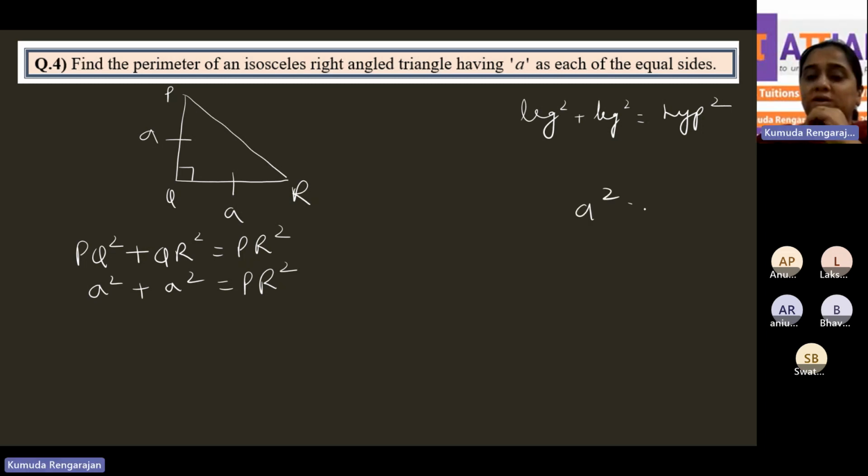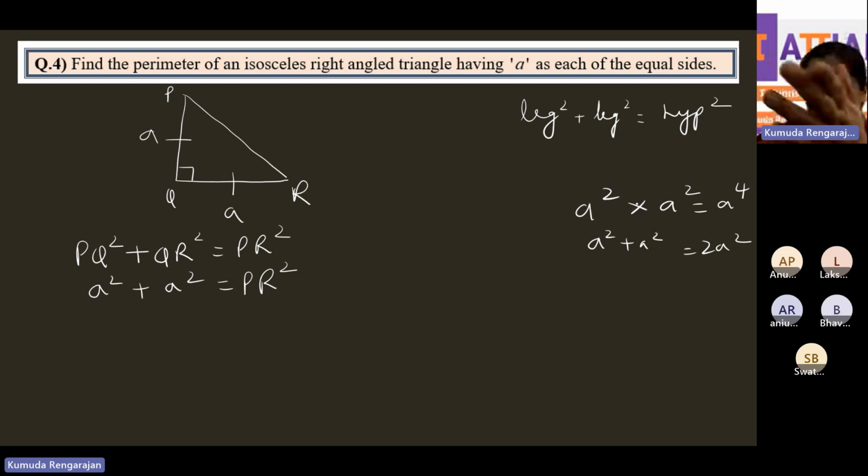Okay. So A square into A square is A to the power 4. A square plus A square is 2A square. When it's multiplication, no. He's happy because he thought he alone made that mistake and he was feeling sad. Now, when you said the same thing, he's happy that he has somebody with him.